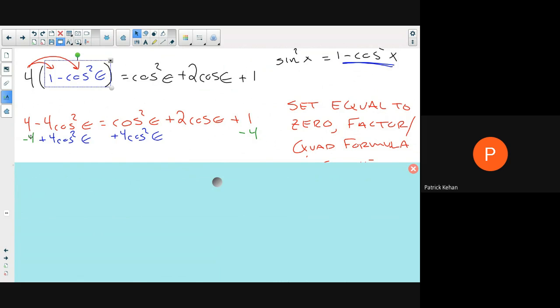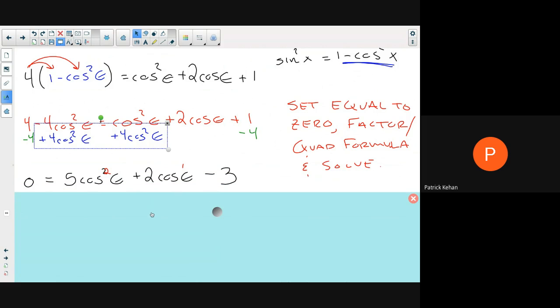So I subtract 4 from both sides. I add 4 cosine squared to both sides. Now my equation is equal to 0. And now I have 5 cosine squared theta plus 2 cosine to the first theta, minus 3.